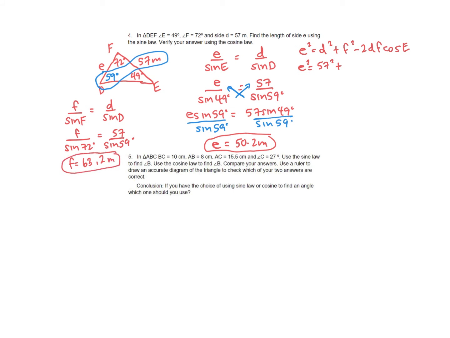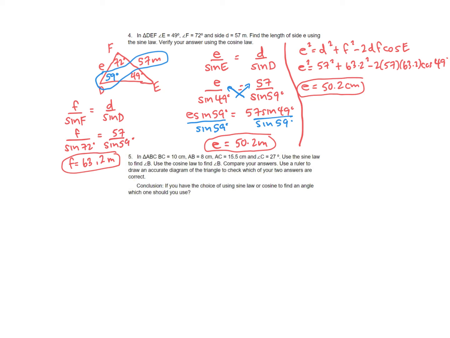Okay, so let's go back to our cosine law, which we are doing to double check that we get the same answer. So side F is 63.2, which is squared. 2 times 57 times 63.2, and then cosine of angle E is 49. Okay, and if we do all these calculations, E works out to be, let's type it all in, 50.2. So it does indeed give us the same answer whether we use sine law or cosine law.